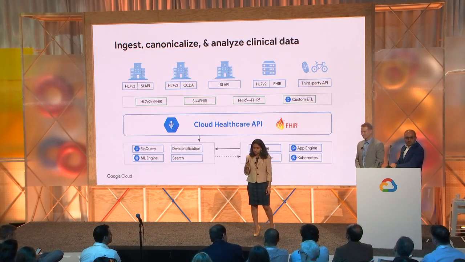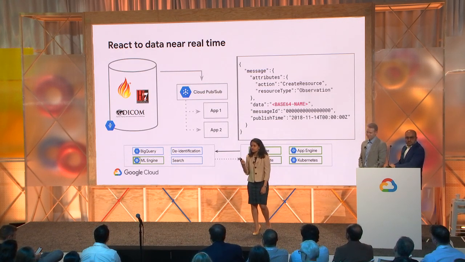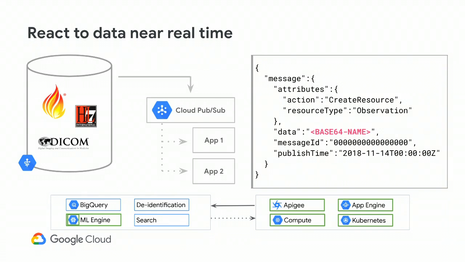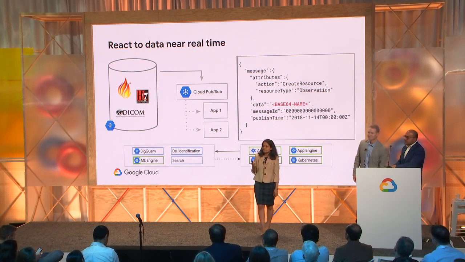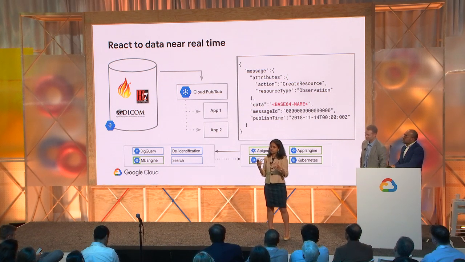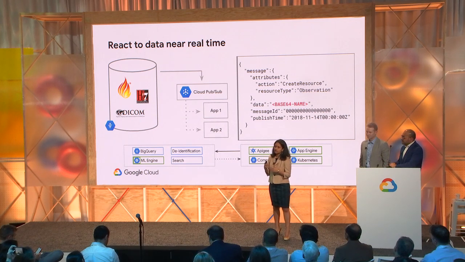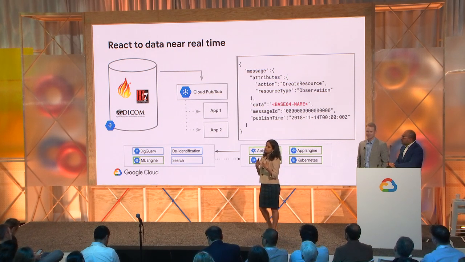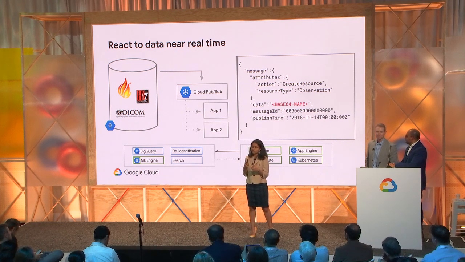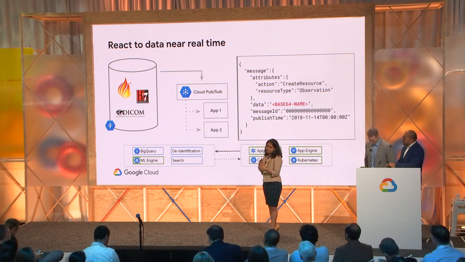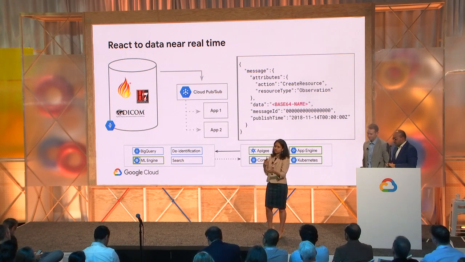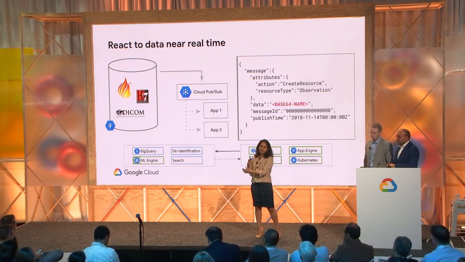One of the other capabilities that the healthcare API provides is the ability to react to data in near real time. What I mean by that is there's a strong integration between the Cloud Healthcare API and Cloud PubSub, which is our real-time messaging and event streaming service. Anytime data lands in the FHIR store or the DICOM store, it essentially sends a notification message to PubSub, and that could be a trigger for different things that you do downstream.